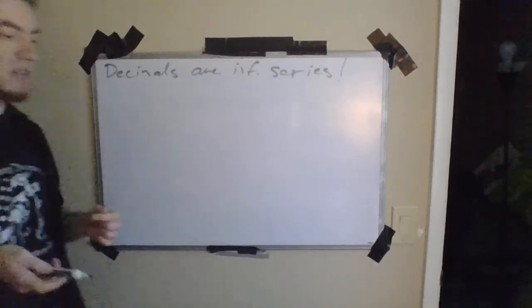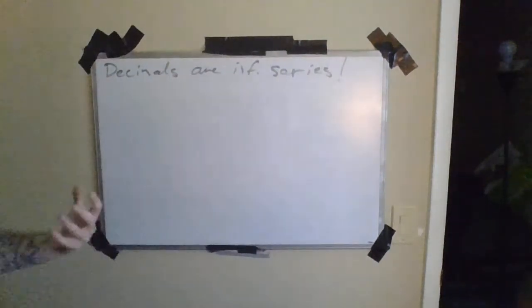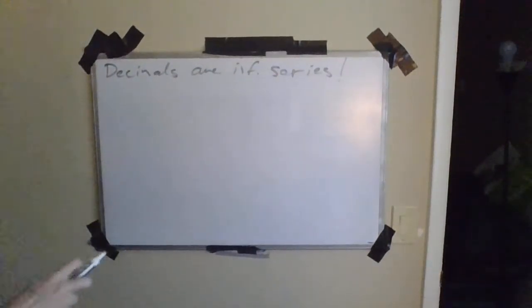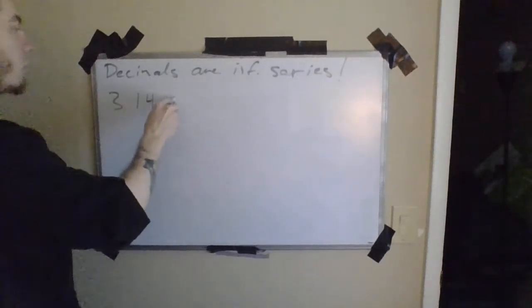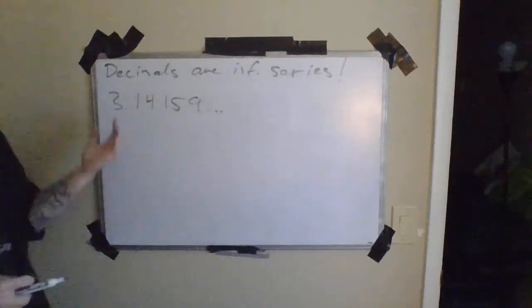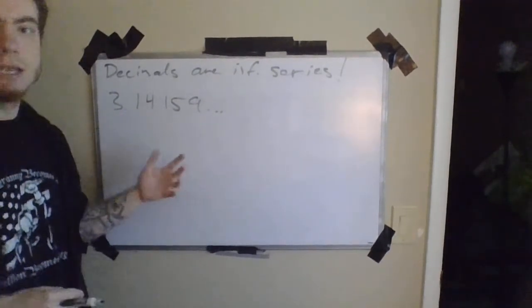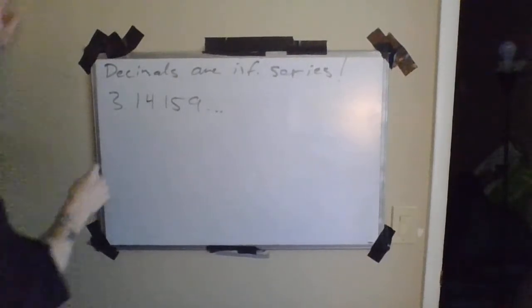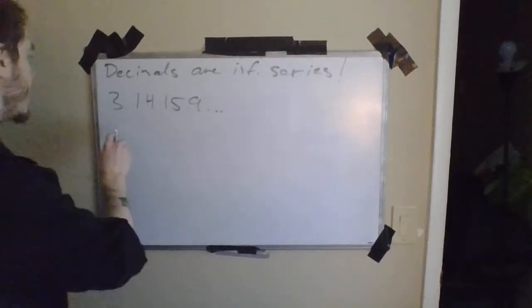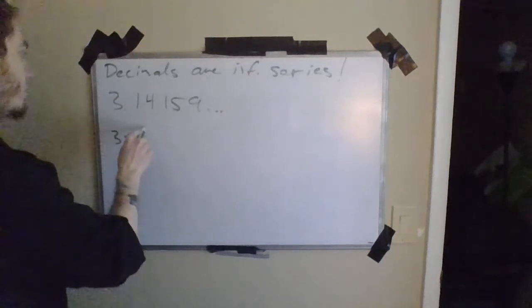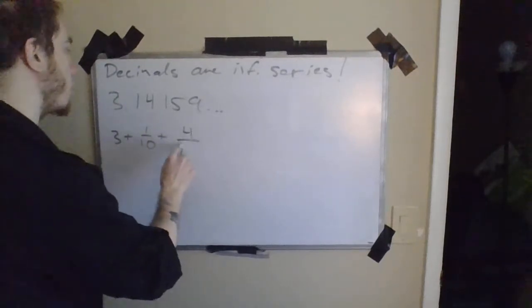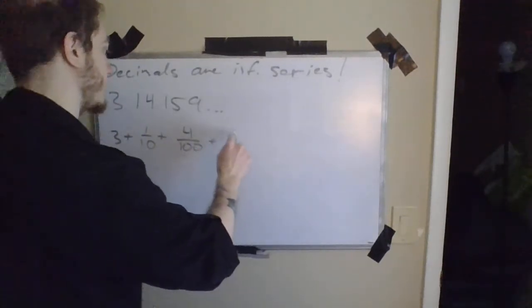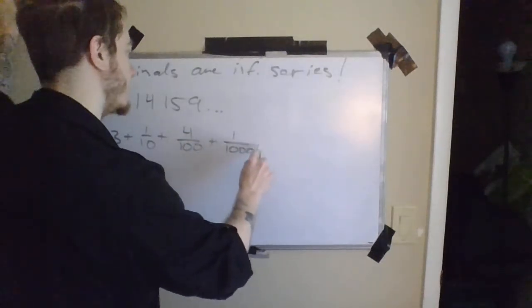And why are they an infinite series? Well, the way that you think about this is each decimal place expresses the next thing that you're going to add. Let's say that I have something like 3.14159 and so on. This is a decimal expansion for pi, just the first few digits. Well, this is actually going to be 3 plus 1 over 10 plus 4 over 100 plus 1 over 1000.